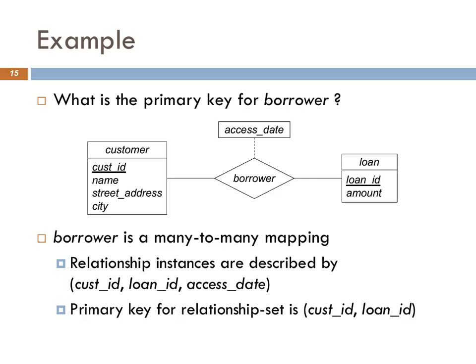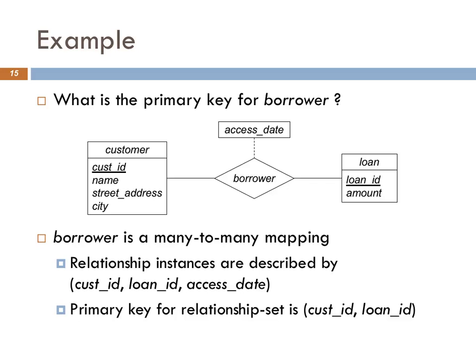This also helpfully constrains that each relationship instance only appears once. For example, Jackson and L14, that pair of values can only appear once. I should say, whatever Jackson's customer ID is, let's say it's 123. 123 and L14 can only appear together once. So we have a relationship set.